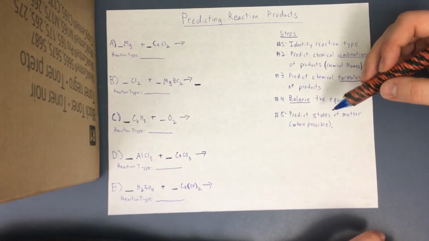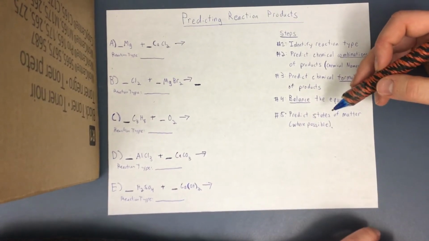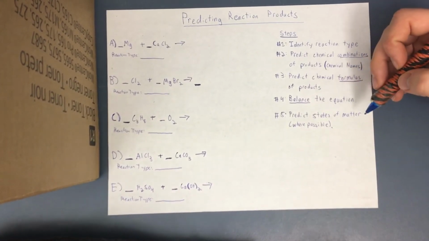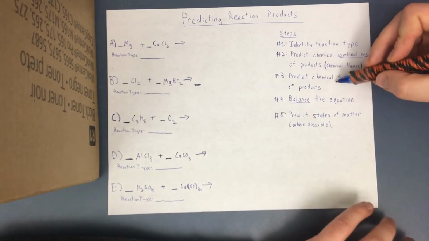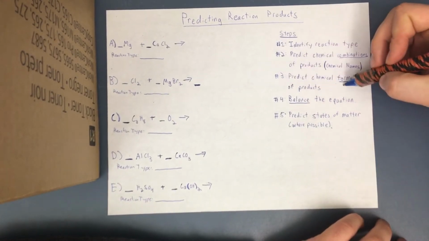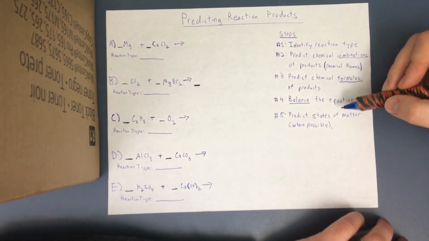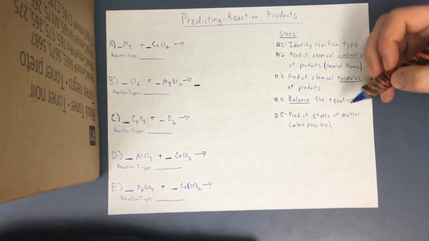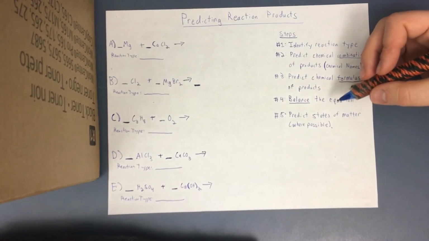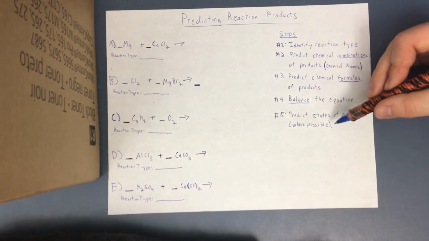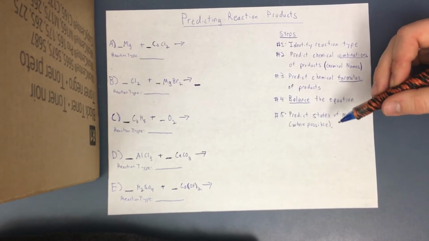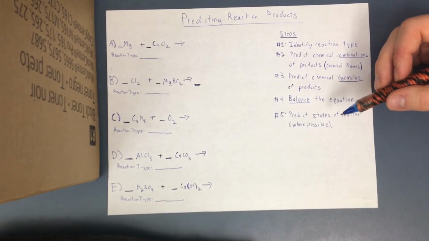The final step, sort of, is to balance the equation. So once we figured out what the chemical formulas are of the products, then we can balance. If we don't have the proper chemical formulas here in step 3, balancing the equation in step 4 will not go correctly. And you'll make invalid assumptions about what the balanced equation will look like, and that will be a problem.